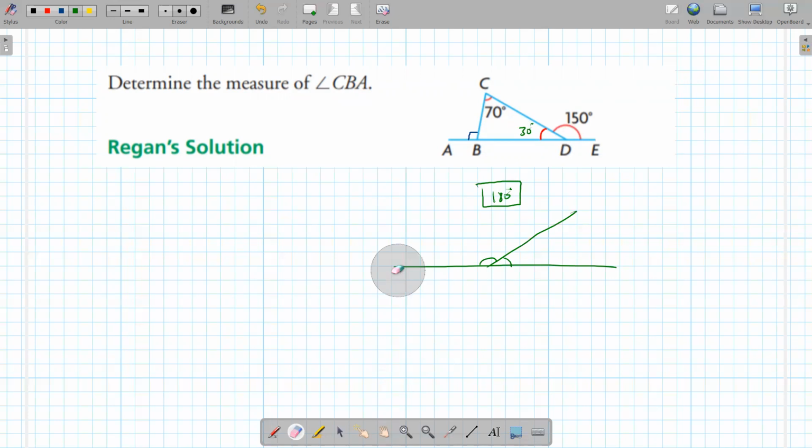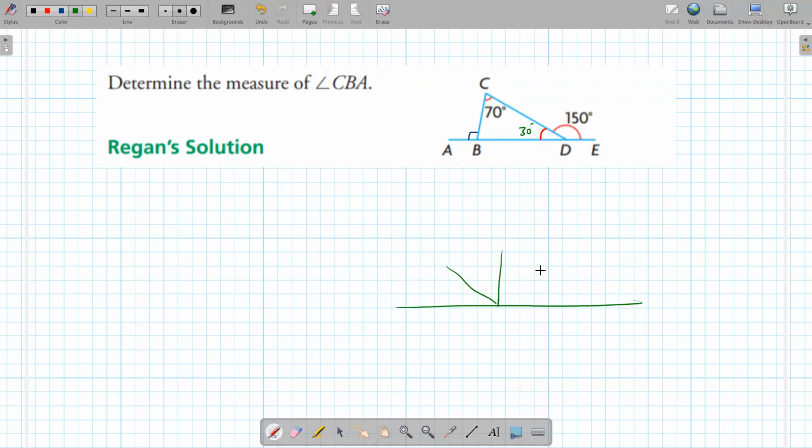Okay, rule number 1. Angles in a straight line add up to 180. Even if there are multiple angles, see all these? The sum of all this is 180.